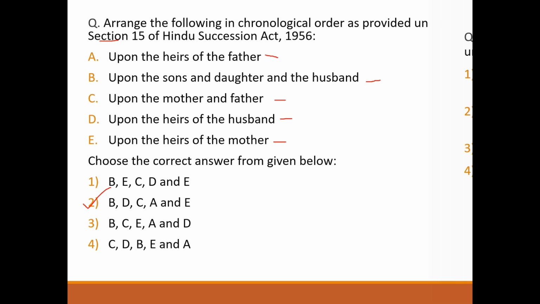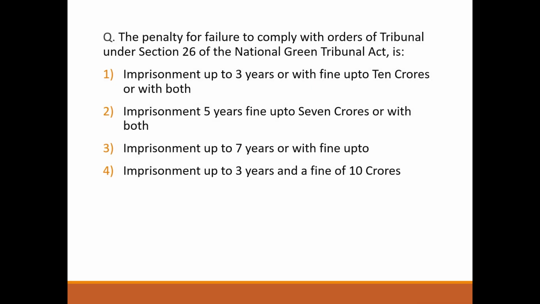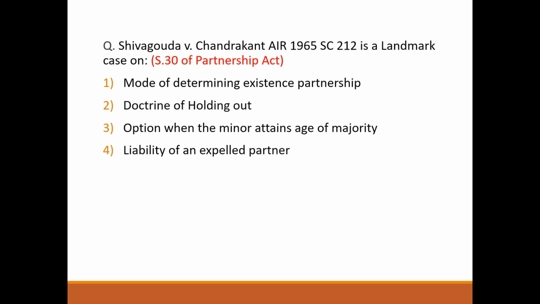Next question. The penalty for failure to comply with orders of tribunal under Section 26 of the National Green Tribunal Act is option number 1, imprisonment up to 3 years or with fine up to 10 crores or with both. Next question. Shivakoda versus Chandrakant is a landmark case on option number 3, when the minor attains age of majority.